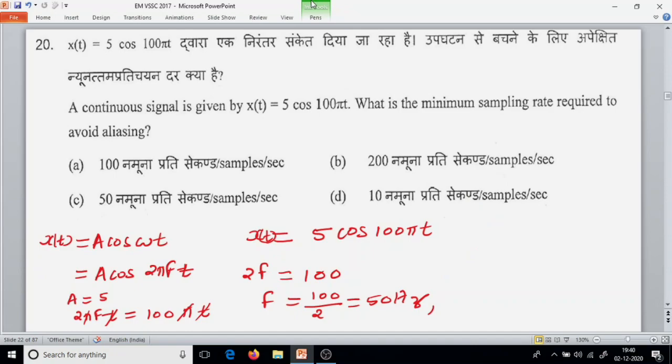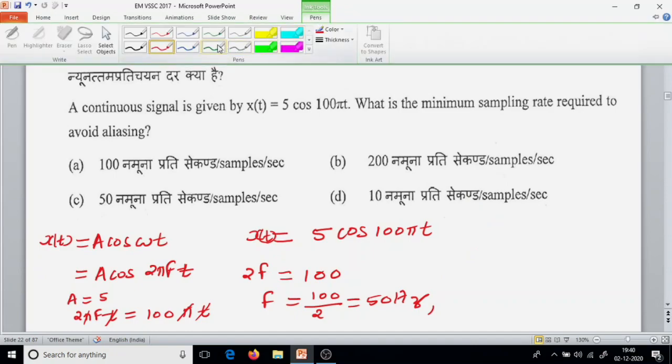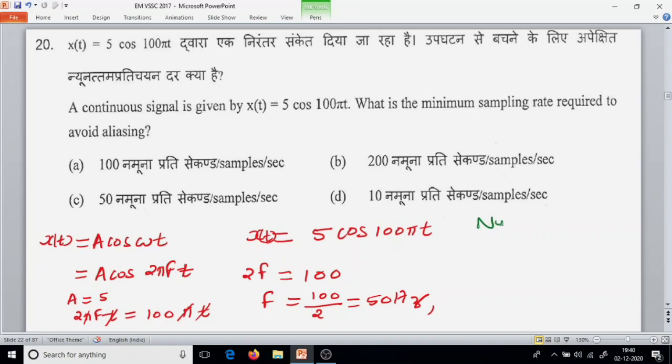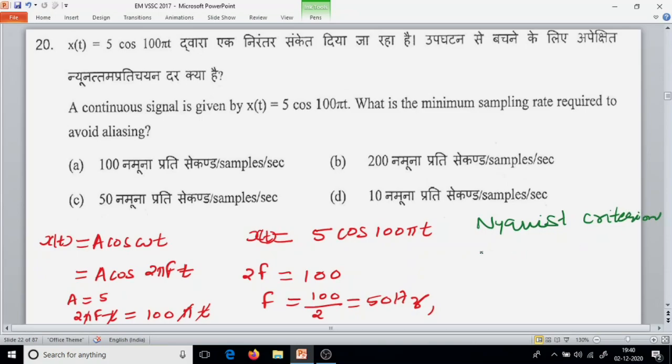What is the Nyquist criterion? As per Nyquist criterion, sampling frequency should be 2 times the signal frequency. So what is 50 hertz? 50 hertz we have to sample by 200 samples per second. No, 50 hertz, no, 100 samples per second. Answer is option A.